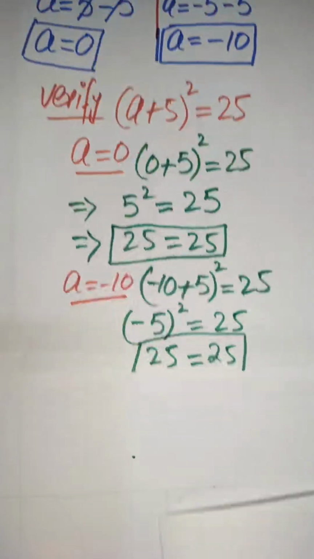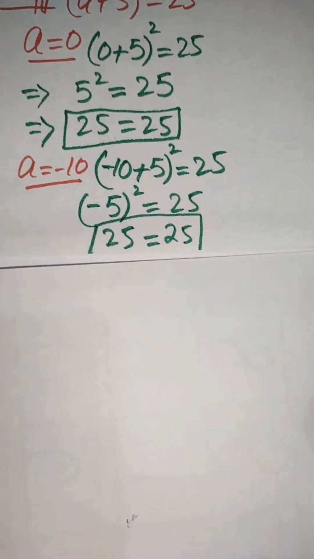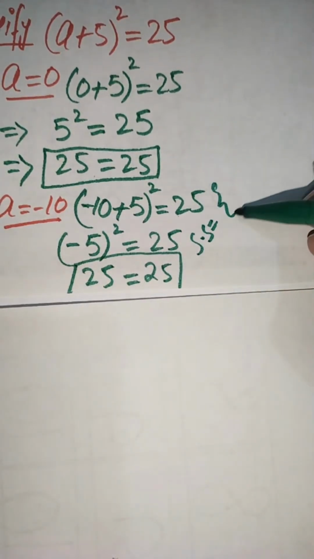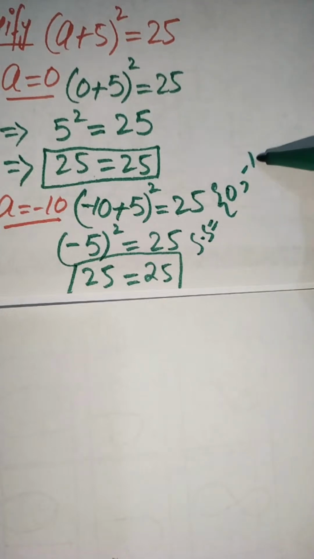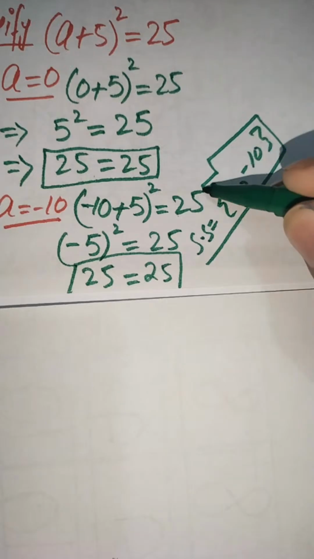So this means that in the third method we again get the solution set of the given question as 0 and -10. This is our final answer to this problem.